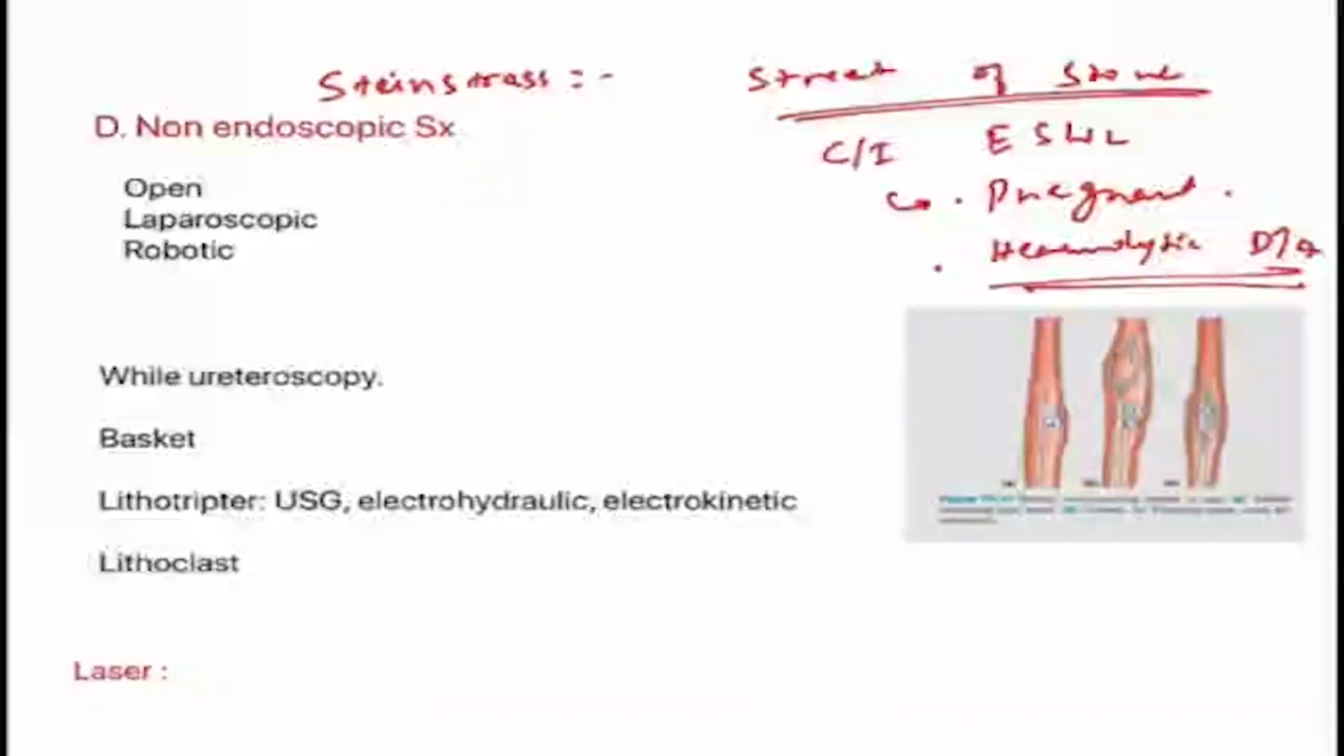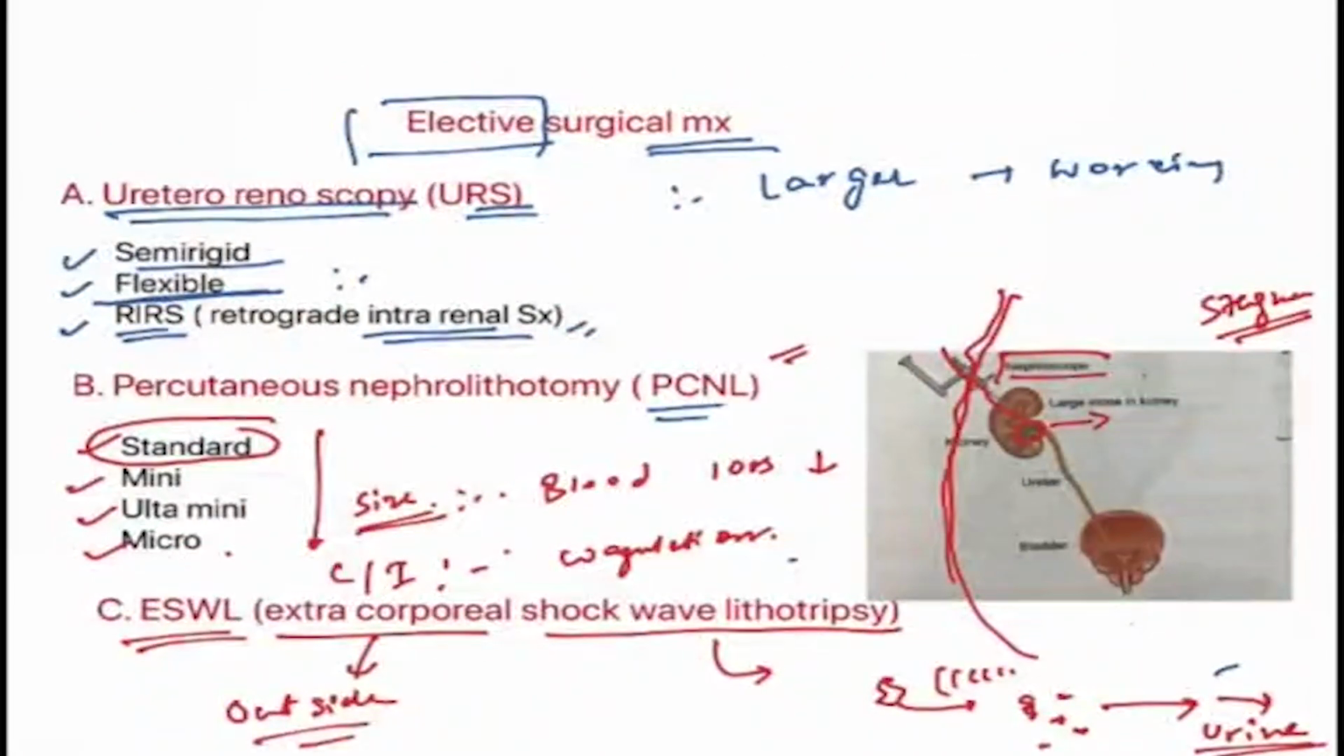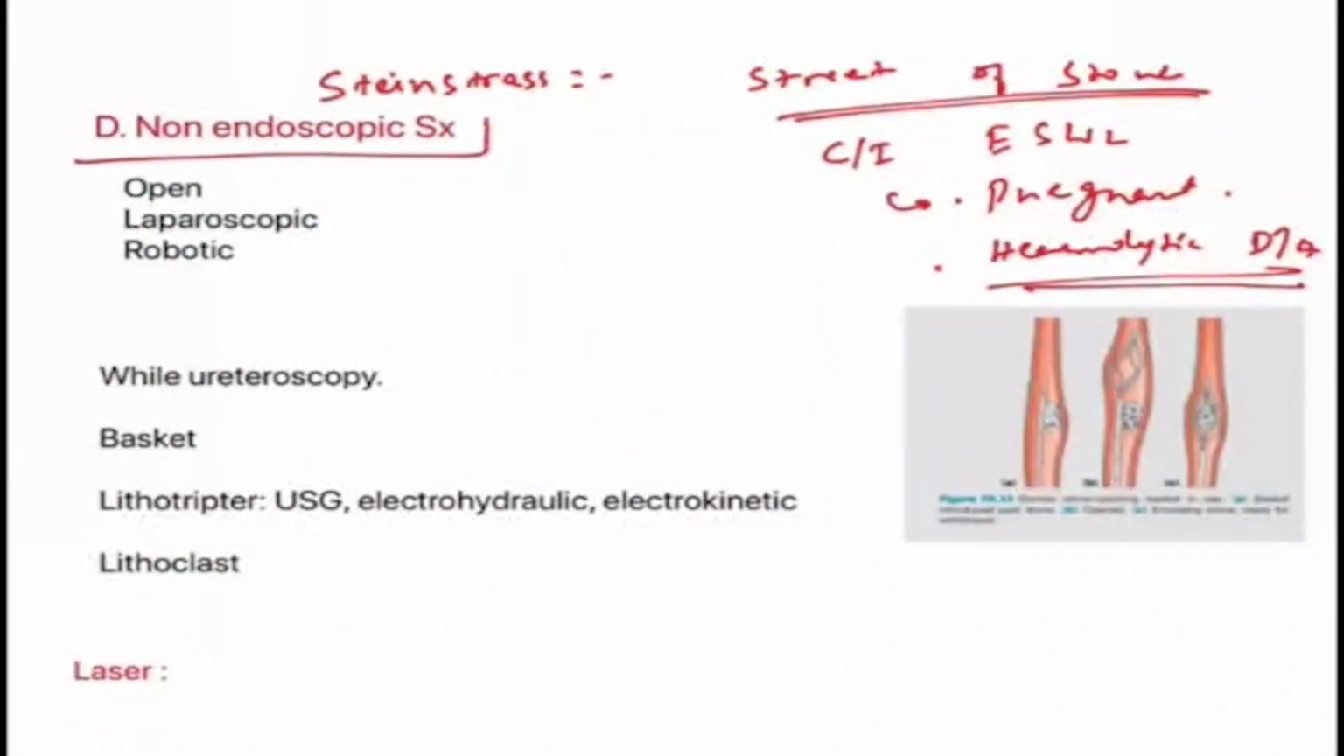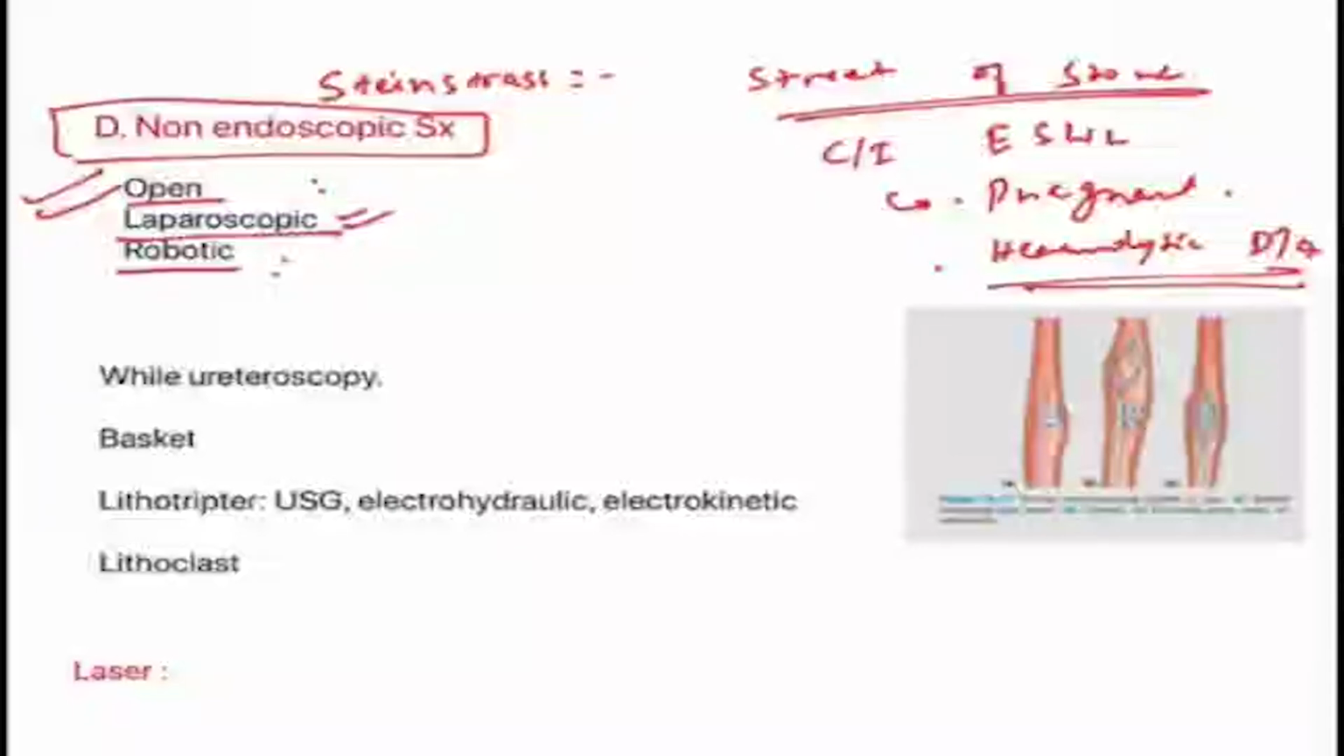Those were the endoscopic and minimally invasive and ultrasound treatments. Then there is non-endoscopic surgery, which is open, laparoscopic and robotic. Open is one in which the abdomen is directly opened, the kidney is approached and the stones are removed. Then it can be done by minimally invasive laparoscopic surgery and also robotic surgery.